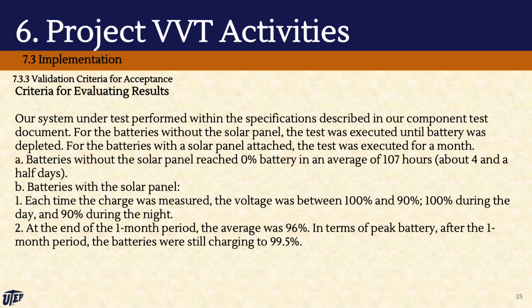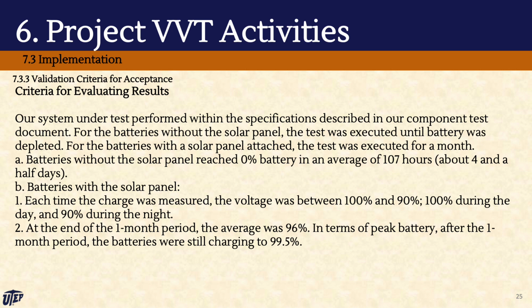Batteries without the solar panel reached 0% battery in an average of 107 hours, which is about 4.5 days. The batteries with the solar panel, however, each time the charge was measured, the voltage was between 100 and 90%: 100% during the day and 90% during the night.